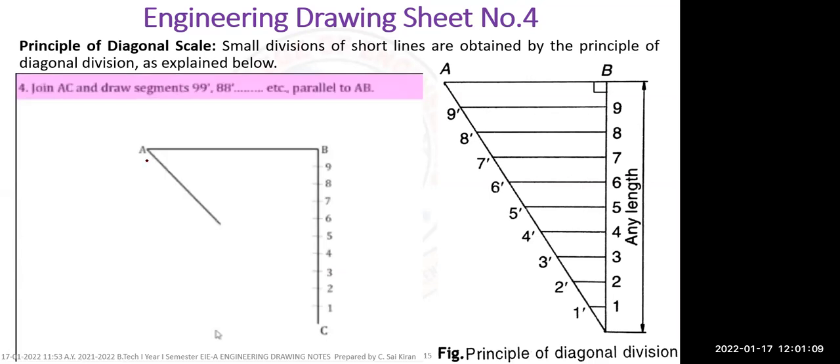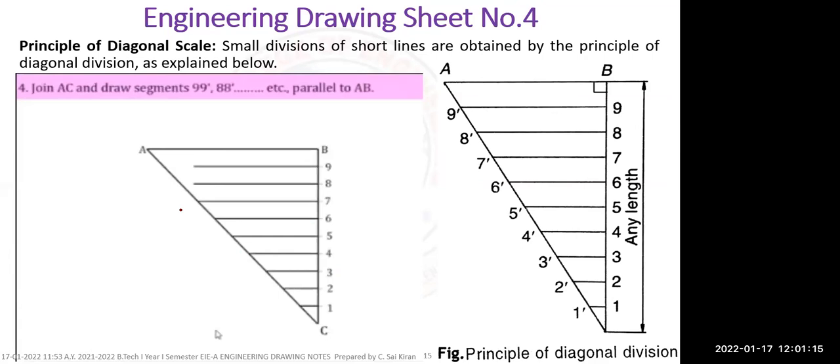Then you have to join AC, A to C. This is a diagonal for the rectangle ABCD. AC is a diagonal, and extend the lines. After extending the lines, with respect to 9, it will be 9 dash. With respect to 7, it will be 7 dash. With respect to 2, it is 2 dash, 1, 1 dash. These are similar triangles. If you measure 1 to 1 dash, it is 0.1 of AB. If you measure 5 to 5 dash, it is 0.5 of AB. That is the main thing.